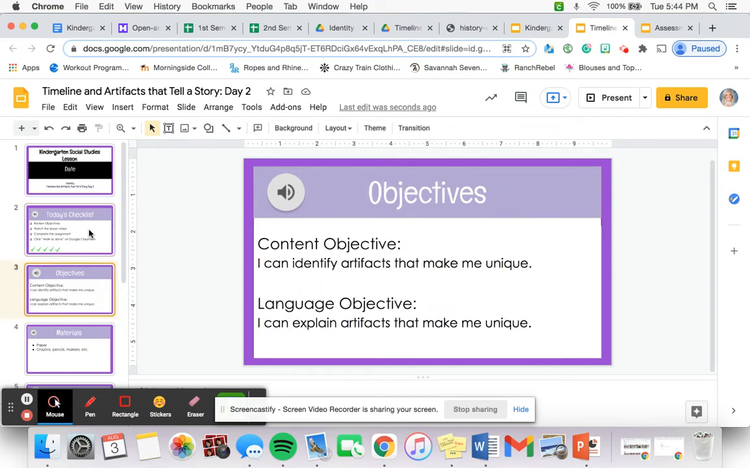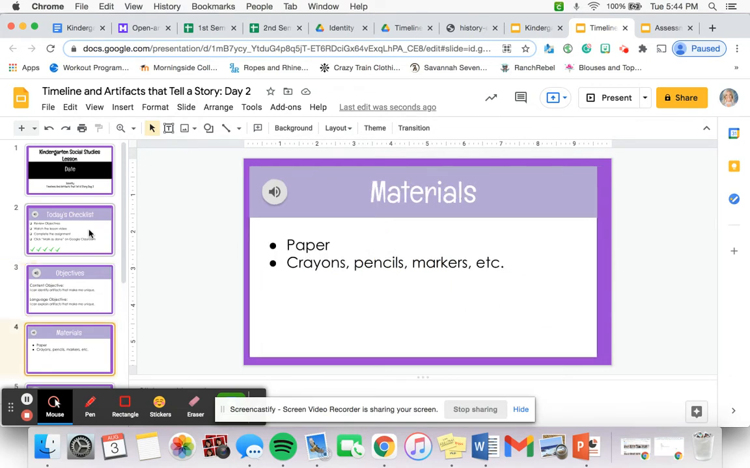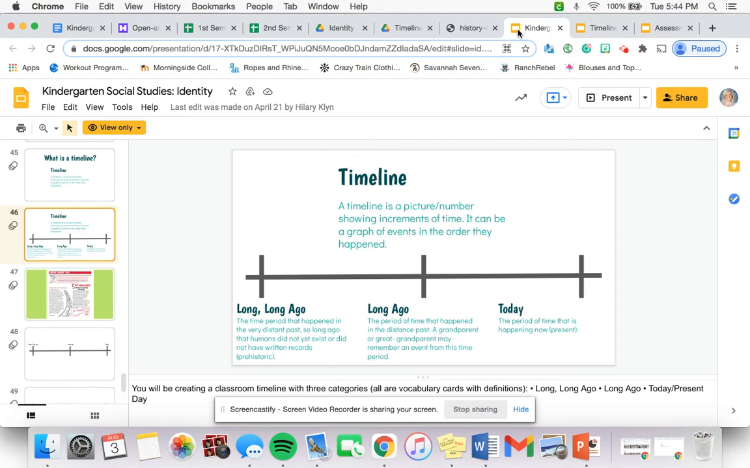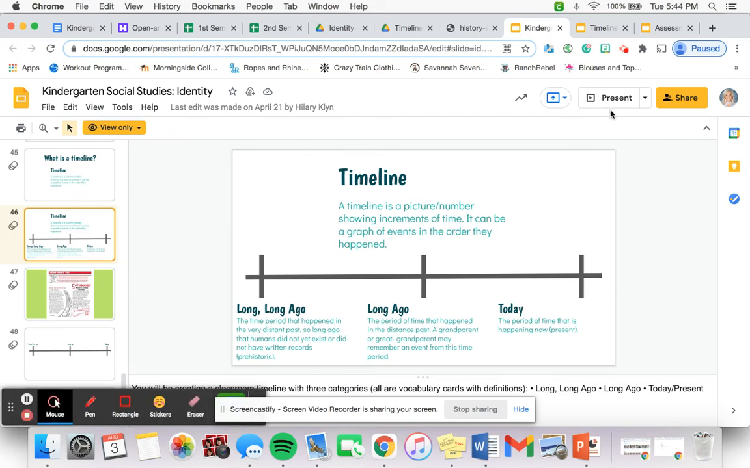Our objectives for today: I can identify artifacts that make me unique. I can explain artifacts that make me unique. Today you're going to need a piece of paper and crayons, pencils, and markers, or anything else you have to draw with.